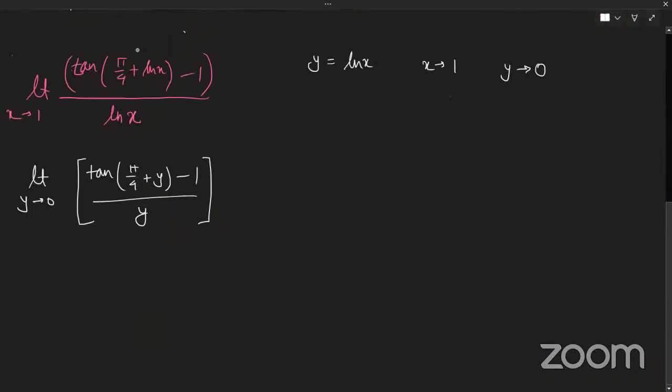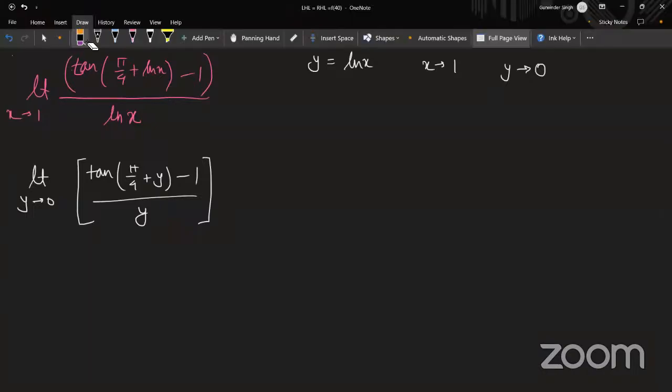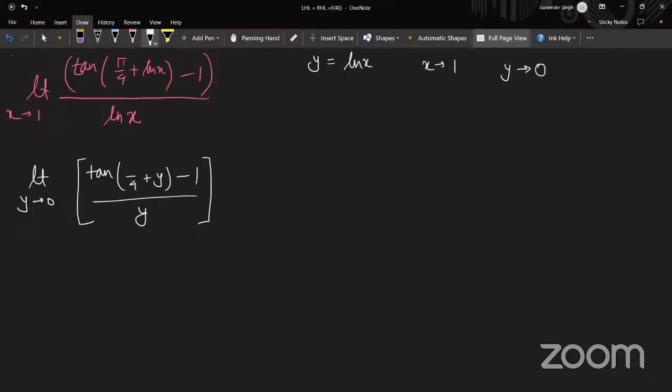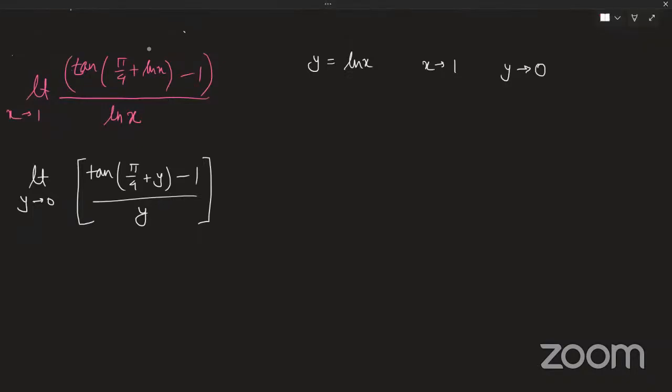So we have solved this limit earlier. Anyone remembers how we solved this limit? I don't know why you are not able to get it. We opened this using tan of a plus b. What is the formula for tan of a plus b? Tan A plus tan B by 1 minus tan A tan B. Okay, great. So this is how we opened this thing.